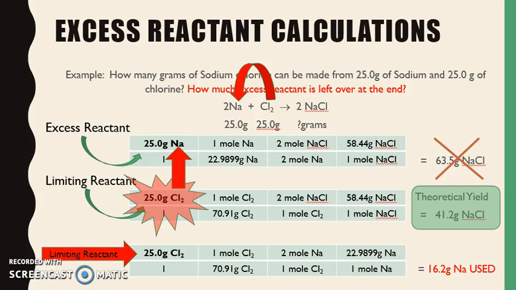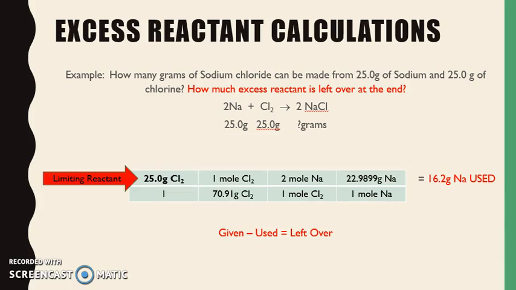I find out that I've only used 16.2 grams of Na. Well, that's lovely, but I still need to know what's left over. One extra small calculation left to go. If I want to know what I have left over, I have to take what I was given, subtract out what I used, and that should equal our leftovers. In this case, what I was given was 25 grams of Na. I used 16.2 grams of Na. That leaves me with 8.8 grams at the end of the reaction.